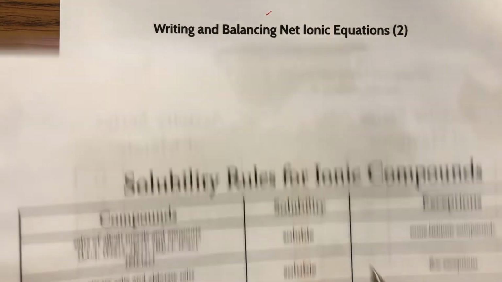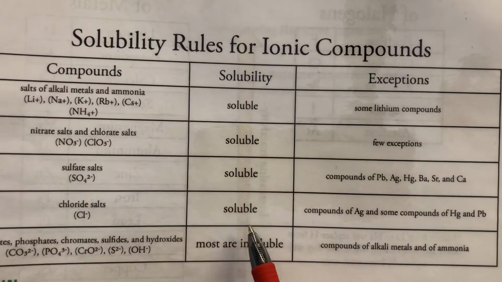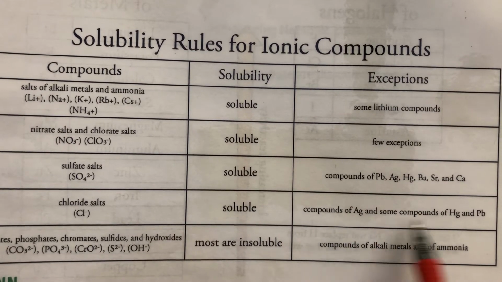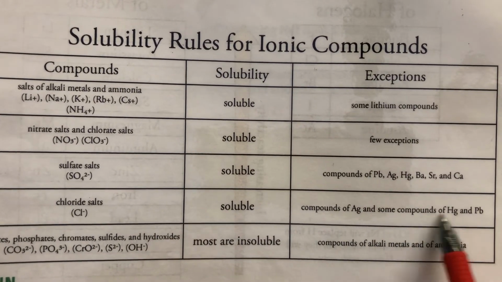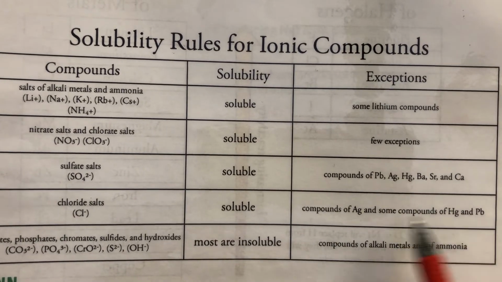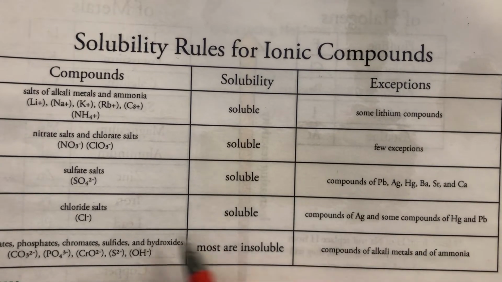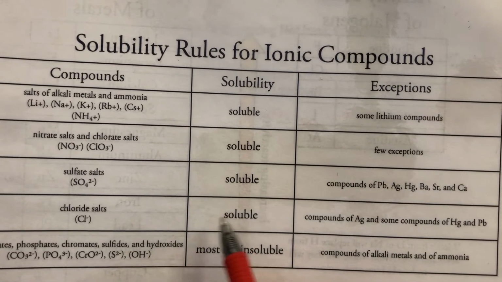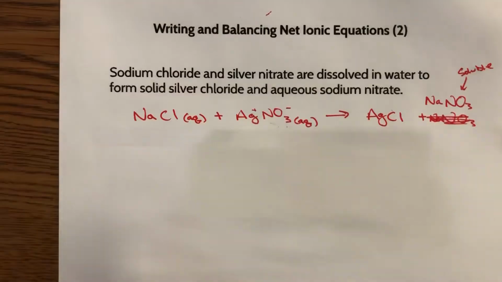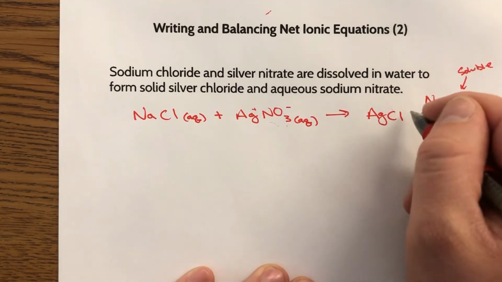While we have silver and chlorine, if we come down here and look at chloride salts, chlorine is soluble except when it's mixed with silver and maybe mercury or lead. And some of these compounds vary. We're not going to get into that grayness with you guys. It'll be pretty straightforward what it is. And silver is going to react with chlorine, and it's going to be insoluble, because this is the exception list of compounds with silver. So this is going to form a solid precipitate.